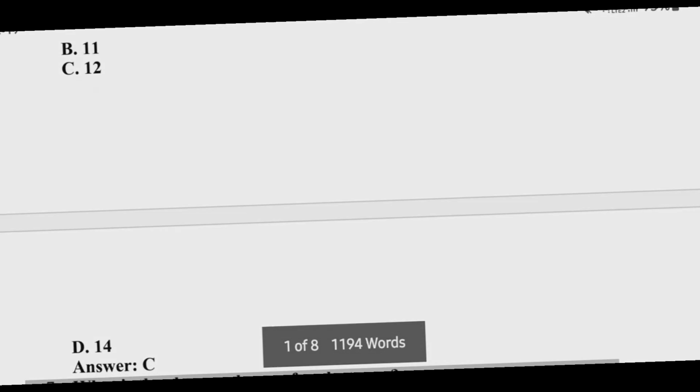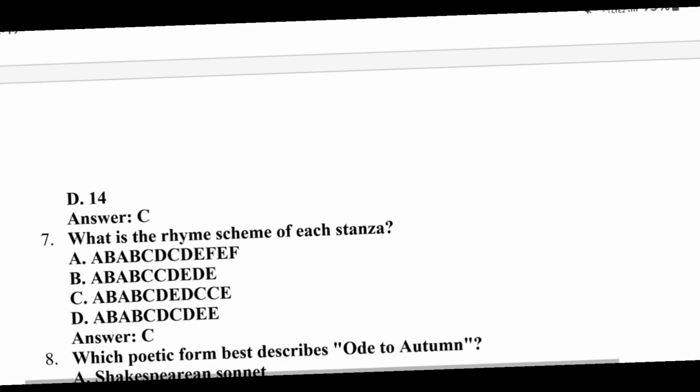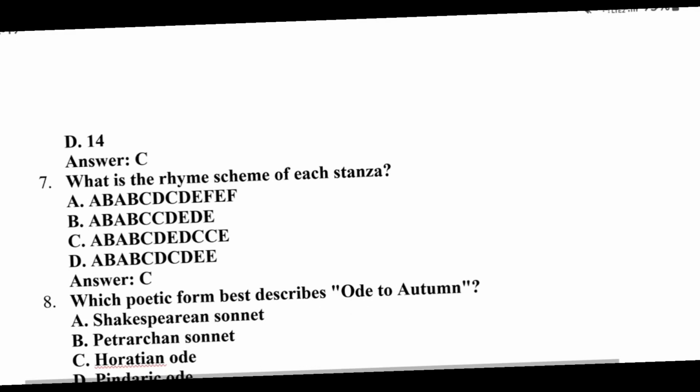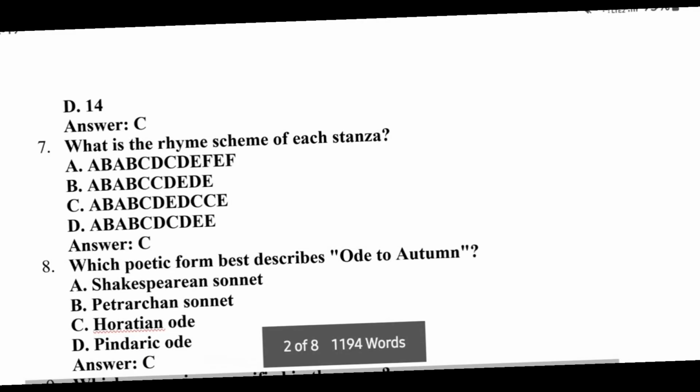Now some structure and form of this poem. How many lines are written in each stanza? In each stanza there are 12 lines. What is the rhyme scheme of each stanza? It's ABAB, CDE, DCCE.